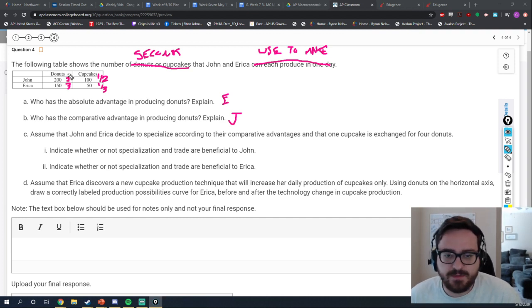So if they made it an input problem, it does completely change your answer. So just read it carefully.